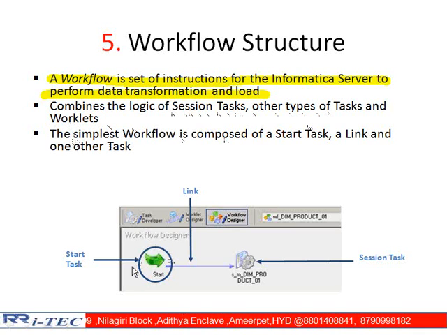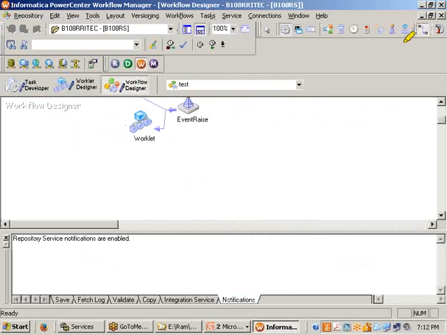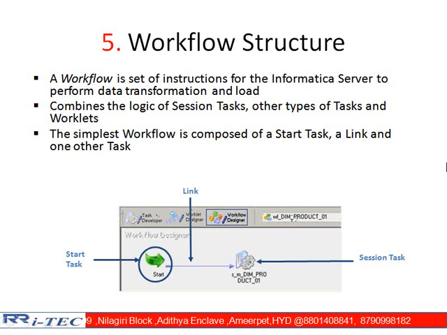See here, this is the start task, and this is called a session task. Other type of task means what? Down the line, if you want to take, let us say, a command task or an email task, all these things you can also take. That's what we are saying, we can combine the logic of the session task and other types of tasks. Email task you can take as another type of task for simplicity. And worklets, I have shown one here, called a worklet task. If I click here, we get the worklet only. What is a worklet? You will come to understand it later.